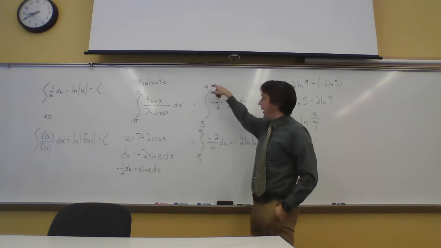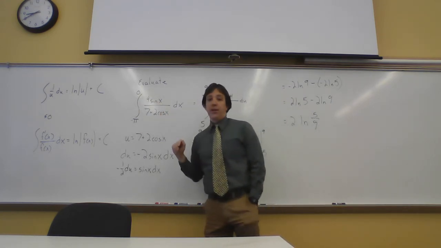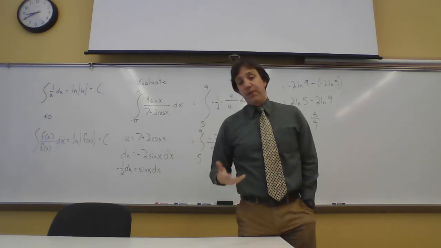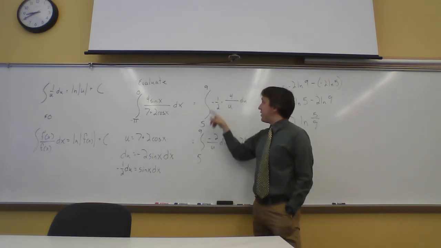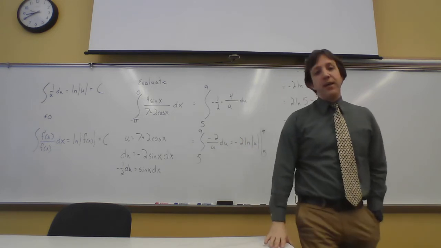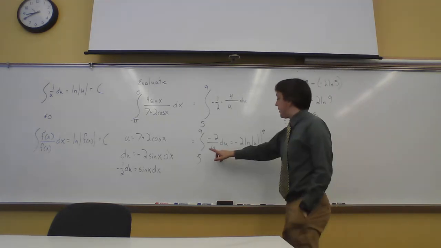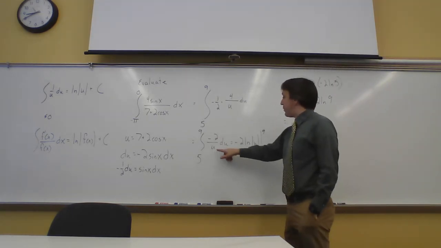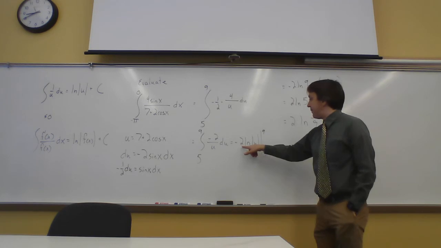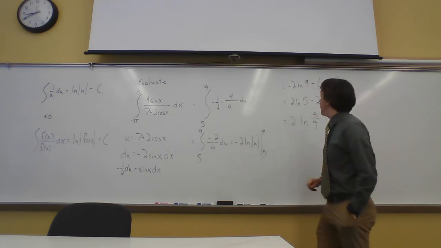Now, the 5 and 9, those are what you get if you plug in negative pi and 0 into the inside of this mess, right? We're changing to u, so we need to change the limits of our integration. Go back and check that, make sure I did that right. Pretty sure I did, but you never know. So now we're integrating this from 5 to 9 of negative 2 over u du. That is negative 2 times the natural log of the absolute value of u from 5 to 9.